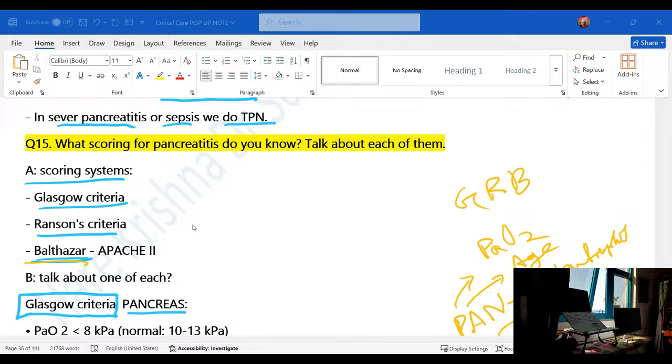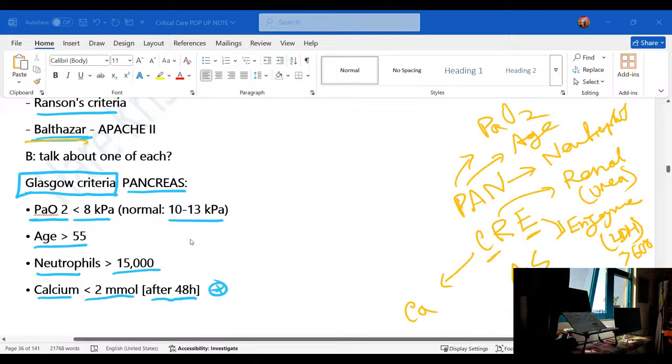Talk about one of each. Okay, Glasgow criteria: partial pressure of oxygen less than 8 kilopascal. Normally 10 to 13, but they will not ask about the normal. Just partial pressure of oxygen less than 8 kilopascal.